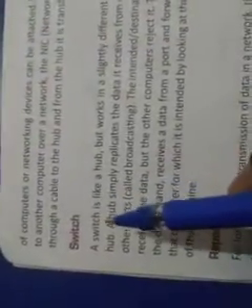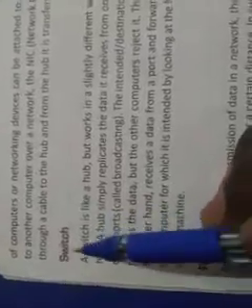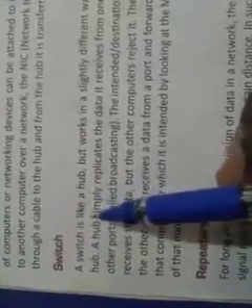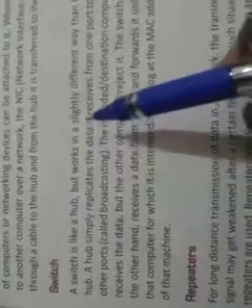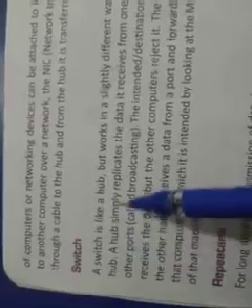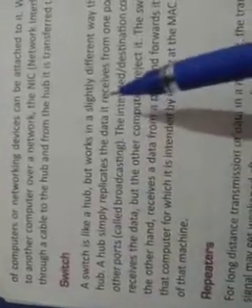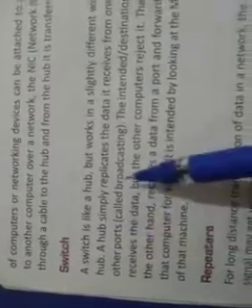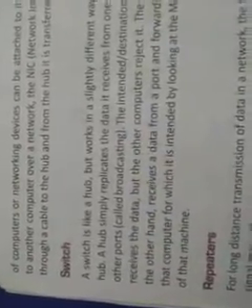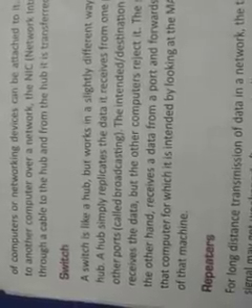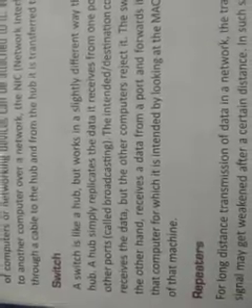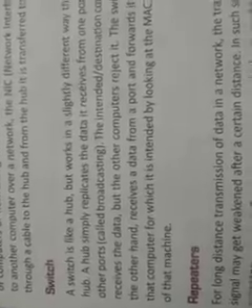So let us discuss what has been written in the text. Switch. A switch is like a hub but works in a slightly different way than that of the hub. A hub simply replicates the data. It means it multiplies the data and sends it to all the computers in the network. Data it receives from one port goes to all other ports, called broadcasting. It means when data received from one computer is sent to all the computers of the network, then this process is known as broadcasting, right?